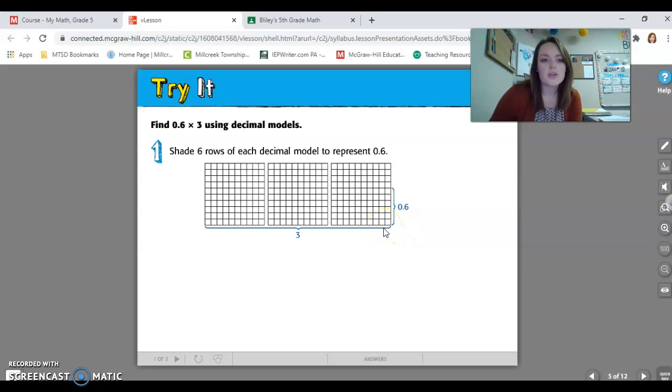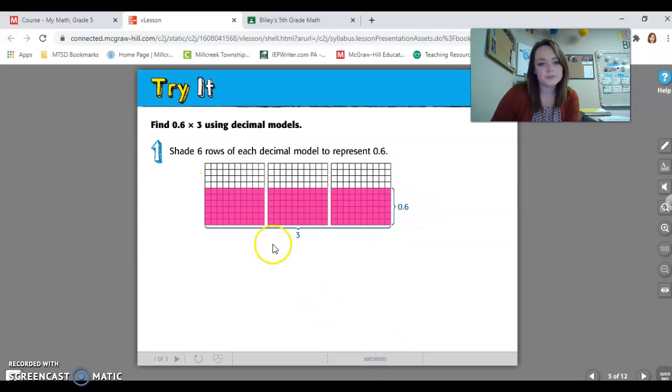Let's look at example number 2. It says find 6/10 times 3 using decimal models. So our whole number is 3. We are going to have 3 base 10 blocks, and we are going to shade in 6/10 on each block. Yours should look like this. You can use your pencil, a highlighter, anything you got around to help you. And as you can see, we shaded in 6/10 3 times. 1, 2, 3.